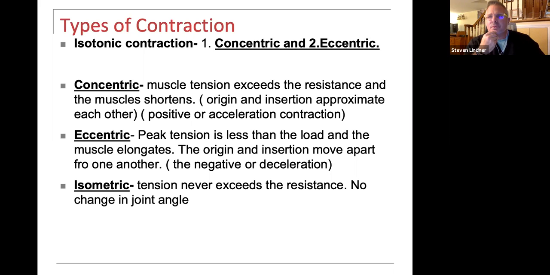The origin of the muscle is the more proximal attachment to the bone, and the insertion of the muscle is the more distal attachment of the muscle. When the origin and insertion approximate or get closer, we say that's a concentric contraction, or a positive contraction, or the acceleration. When the O and the I move further apart, meaning the origin and the insertion move further away from one another, then we say it's eccentric.